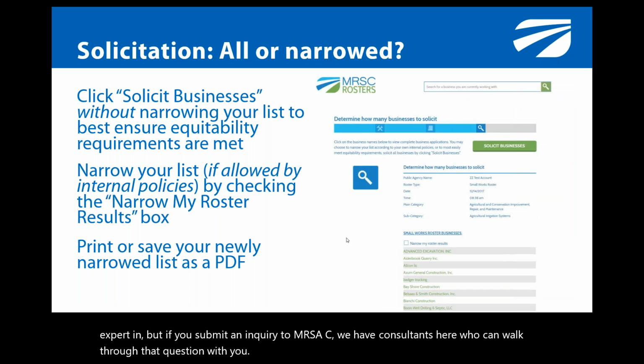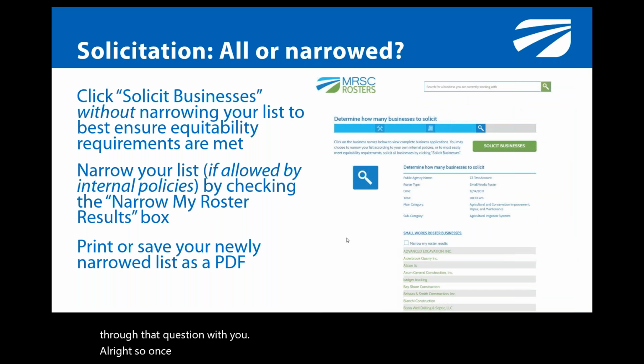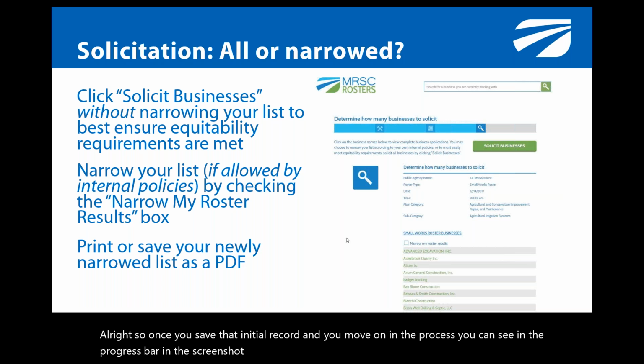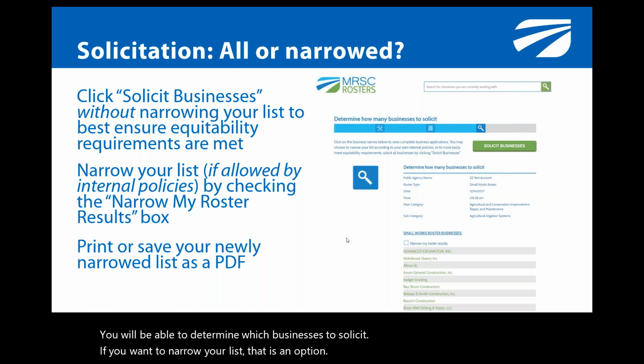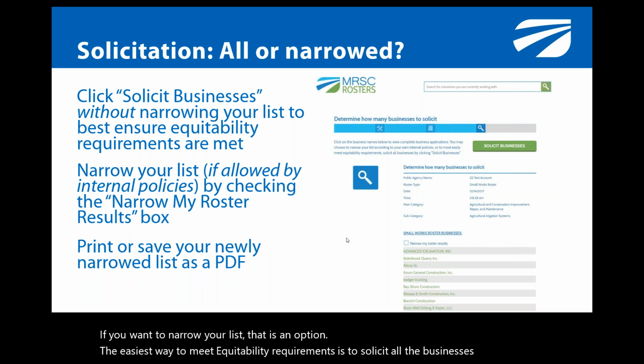All right, so once you've saved that initial record and you move on in the process, you can see in the progress bar in the screenshot here that you've moved on to the next page. Not done yet. You'll be able to determine which businesses to solicit. If you want to narrow your list, that is an option. However, the easiest way to meet equitability requirements is to solicit all the businesses on your roster.